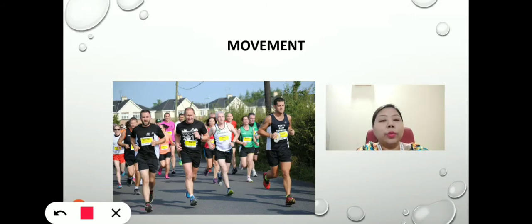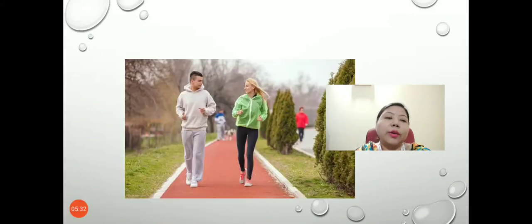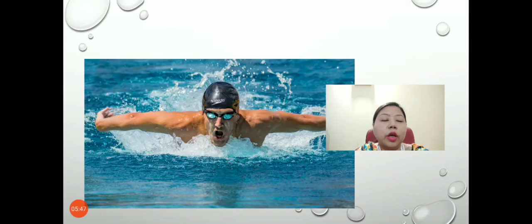Yes, so we do various kinds of activities throughout the day, and we see that different parts of our body move. Like in this case, the people are running and then their legs are moving, their hands are also moving. Now let's take another example. So here, what do you see? That the boy and the girl is jogging in a park. Yes, jogging in a park. So this also involves movement of the body.